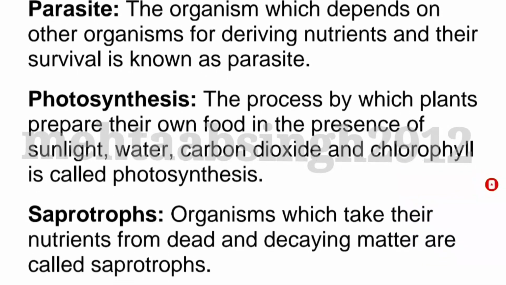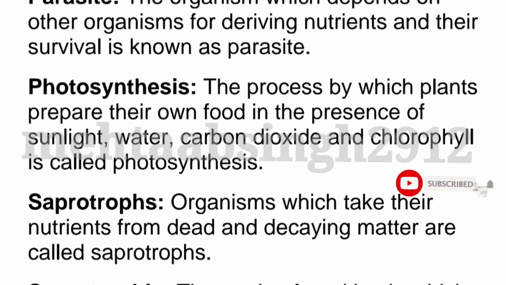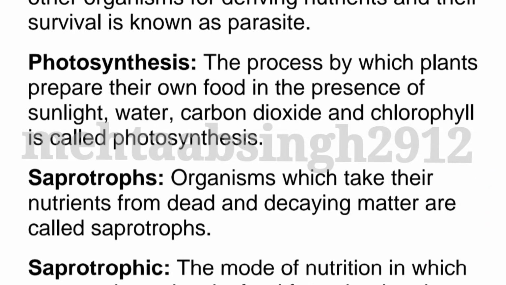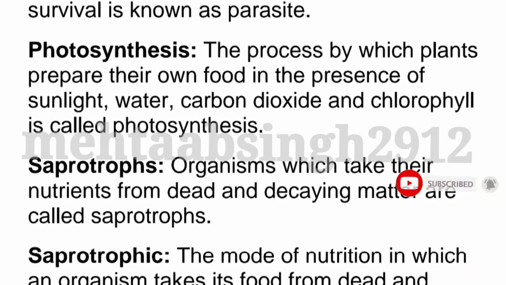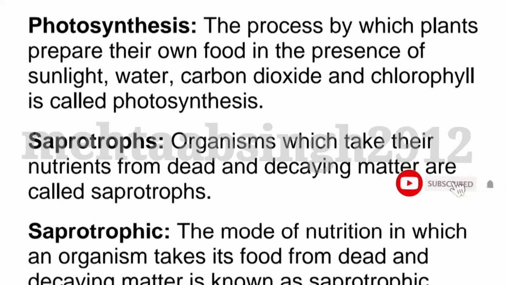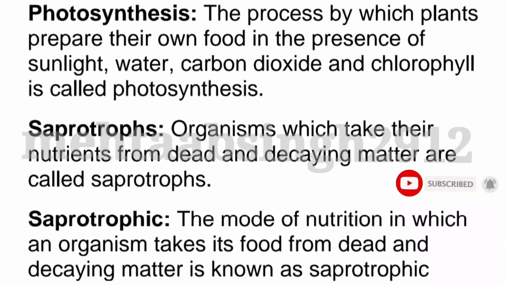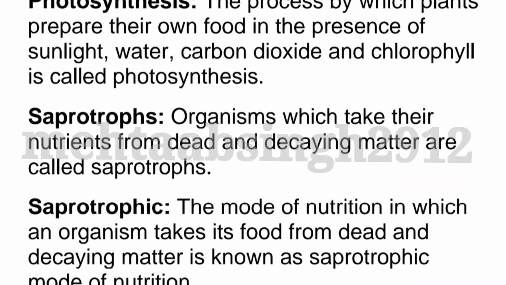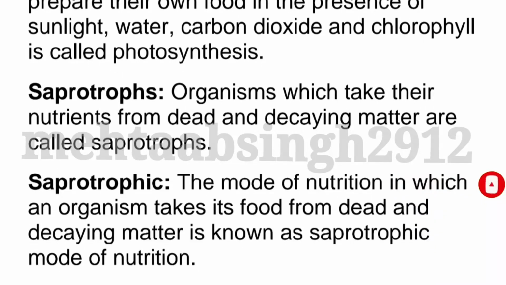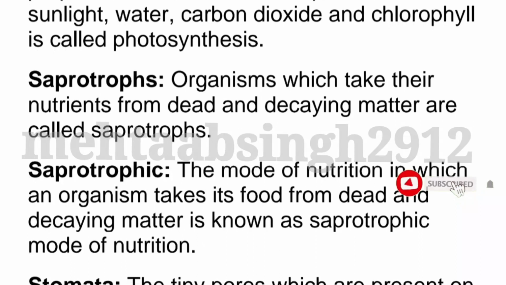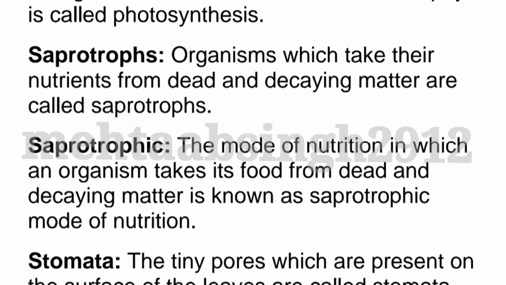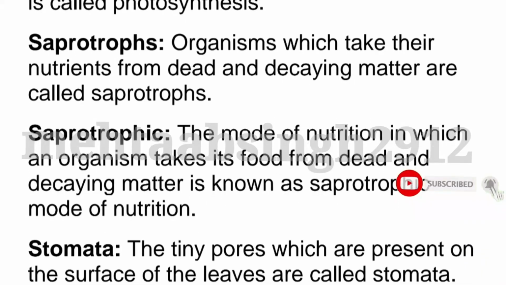Photosynthesis. The process by which plants prepare their own food in the presence of sunlight, water, carbon dioxide and chlorophyll is known as photosynthesis. Saprotrophs. Organisms which take their nutrients from dead and decaying matter are called saprotrophs. Saprotrophic. The mode of nutrition in which an organism takes its food from dead and decaying matter is known as saprotrophic mode of nutrition. Stomata. The tiny pores which are present on the surface of leaves are called stomata.